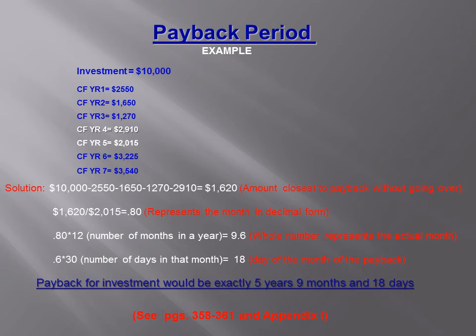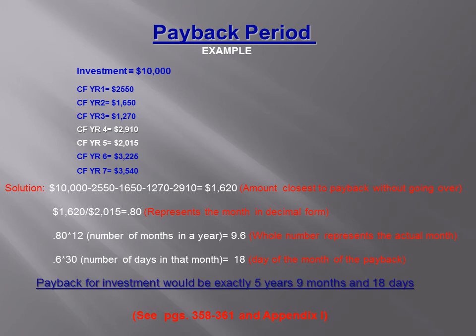Now, because we know that the payback happens in year 5, we take that amount, 1620, and divide it by the next year's expected cash inflows, which is $2,015. So 1620 divided by 2015 gives you 0.8. That's the month in decimal form. So 5.8 years is the payback period.